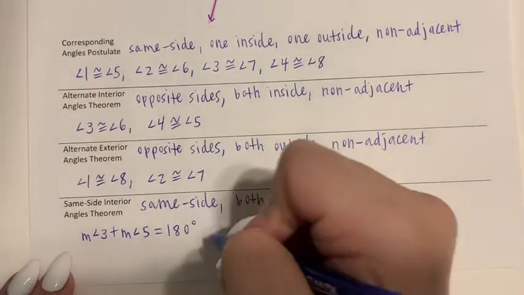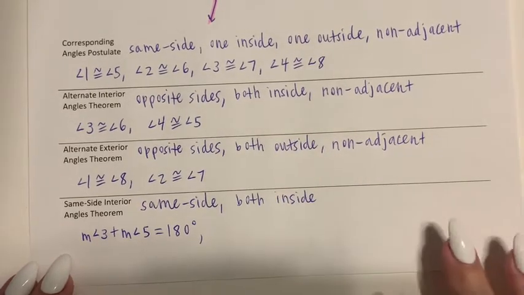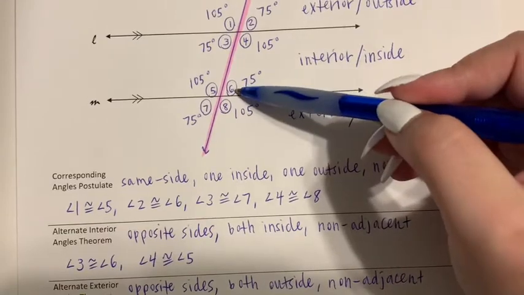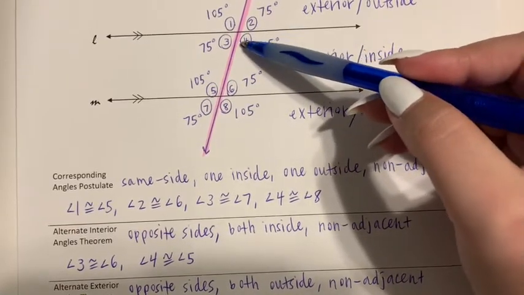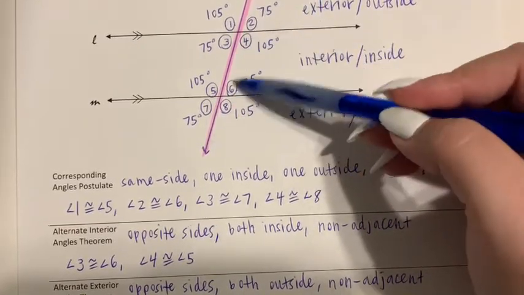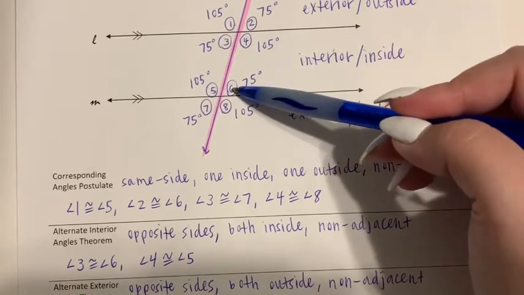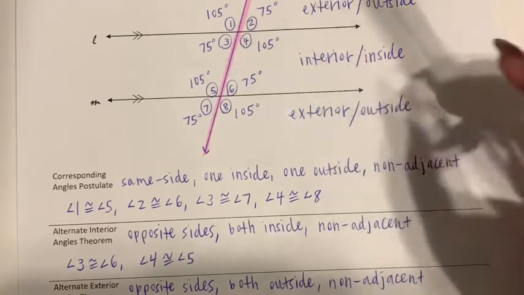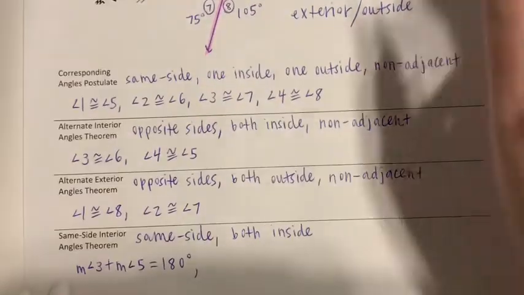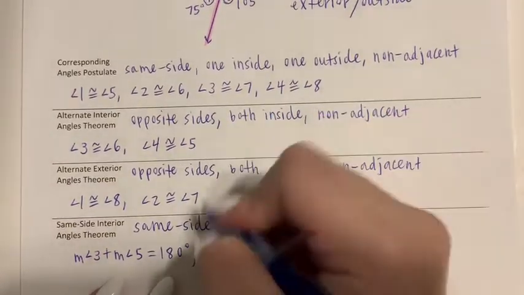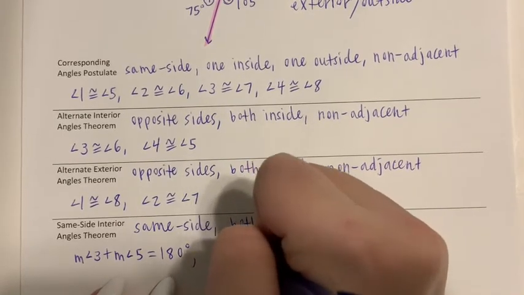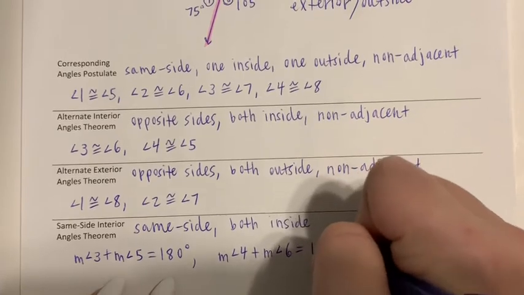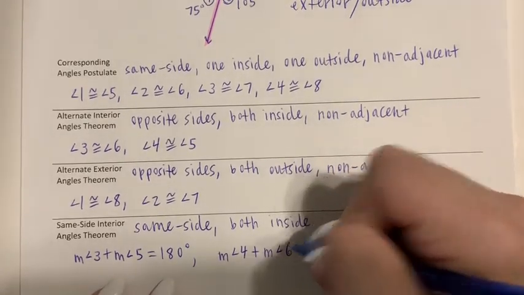I do have one other same side interior angles pair, and that would be angles 4 and 6. And again, they are on the same side of my pink transversal. They're both to the right of my pink transversal, and they're both smushed on the inside or the interior of my two parallel lines. And they are also supplementary. So I can say the measure of angle 4 plus the measure of angle 6 is equal to 180 degrees.